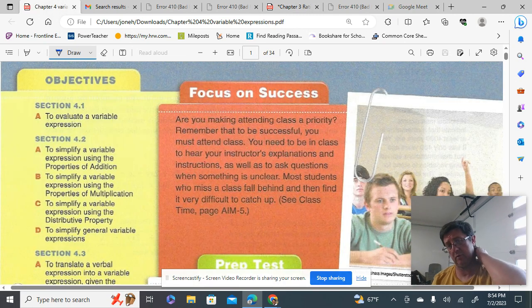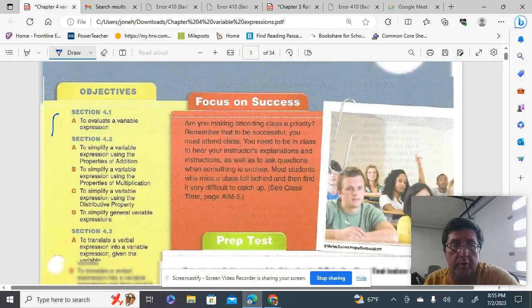Now we're going on to chapter 4. This is for section 4.1. We're dealing with only one objective, and that is to evaluate a variable expression. Focus on success. Are you making attending class a priority? Yeah, hopefully you guys are. Your mom makes sure of that.